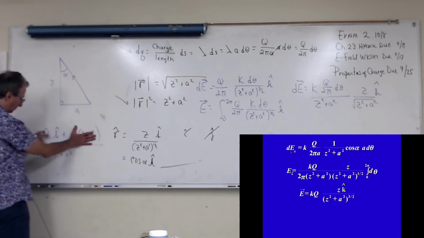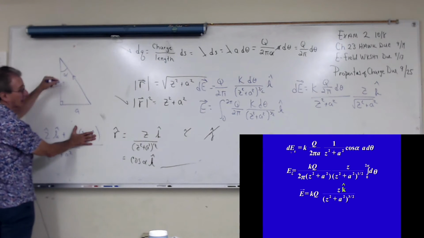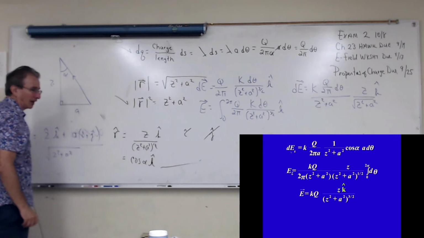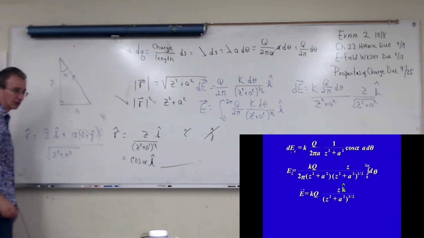And so this term is just the cosine of alpha, so I can relate it to this right triangle. Okay, I shouldn't even write it that way. It's more complicated than this, that term.